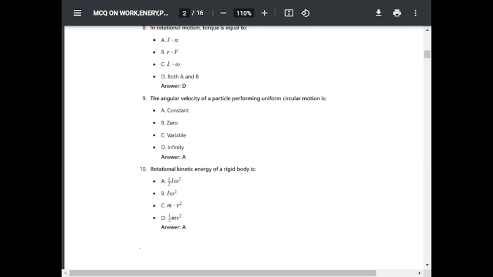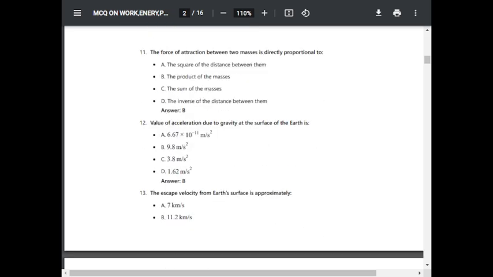Question number 10. The rotational kinetic energy of a rigid body is A 1 by 2 I omega square, B I omega square, C m v square, D 1 by 2 mv square. The correct answer is A, 1 by 2 I omega square. I is moment of inertia, omega is angular velocity. Option A is correct. Question number 11.